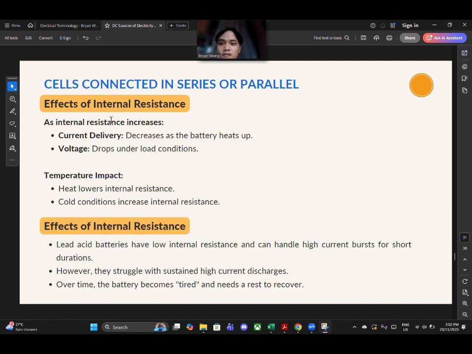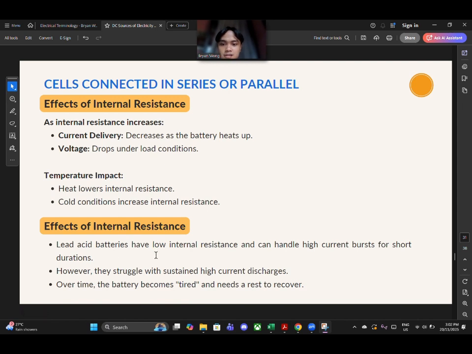What is the effect of internal resistance? Like I explained just now, as the internal resistance increases, current delivery decreases as the battery heats up, and the voltage drops under load condition. For the temperature effect, heat lowers internal resistance and cold conditions increase internal resistance.